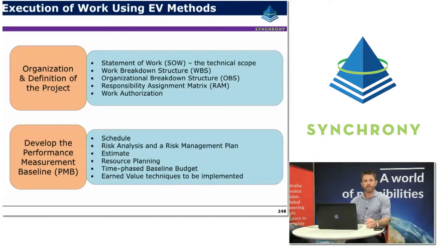So execution of work using earned value methods. Firstly, there's the organisation and definition of the project, which we've already covered. It's basically the statement of work, the WBS structure, the OBS structure, the assignment of different organisational elements to that work breakdown structure, and having a work authorisation process. We've spoken about developing the performance measurement baseline, so considering schedule, risk analysis and the risk management plan, taking in the resources from the estimate, resource planning, time phasing that budget, and then applying earned value techniques for the different work packages that you're envisaging.